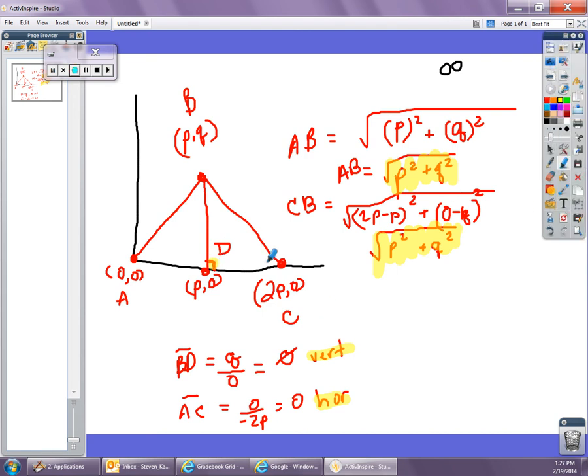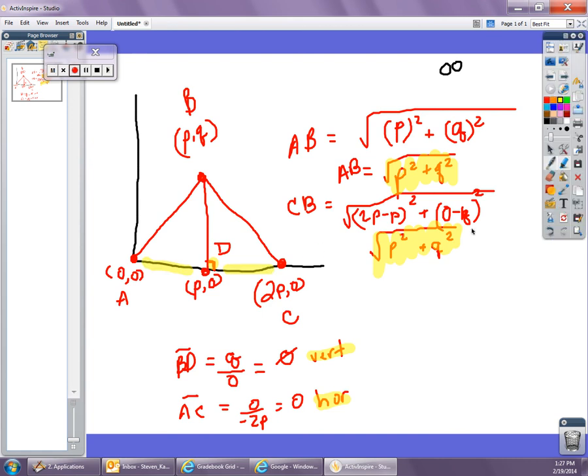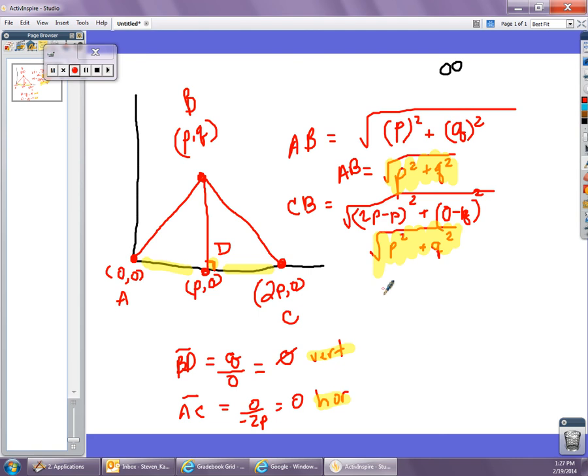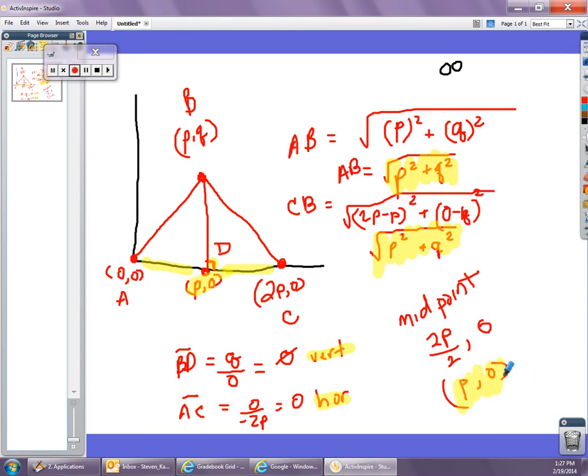Now to prove that it's the bisector, you could find the distance from here to here and from here to here and show that they're the same. Or I'm going to go ahead and find the midpoint of AC. The midpoint of AC would be: add the x's, so 2P plus 0 is 2P divided by 2, comma, y plus y divided by 2. 0 plus 0 divided by 2 is just 0. 2P divided by 2 is P, comma 0. Now this proves that the point (P, 0) is the actual midpoint, which proves that it is the bisector of line AC.